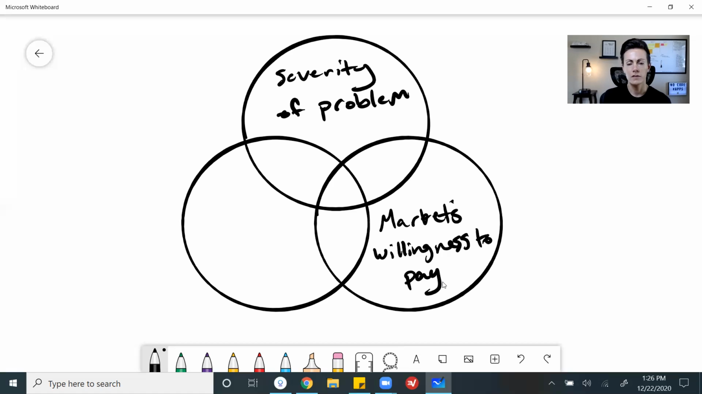So what's the severity of the problem, right? Think through your apps: which one has the highest level of severity, and what's the market's willingness to pay? Which target market is more likely to pay for a solution to the severe problem that you are solving? Okay, so that's the second thing to consider.